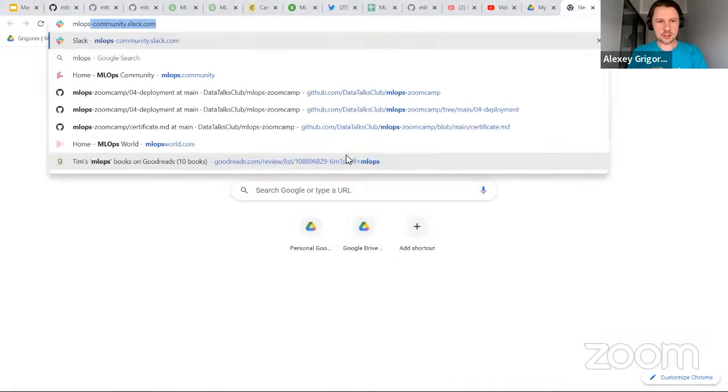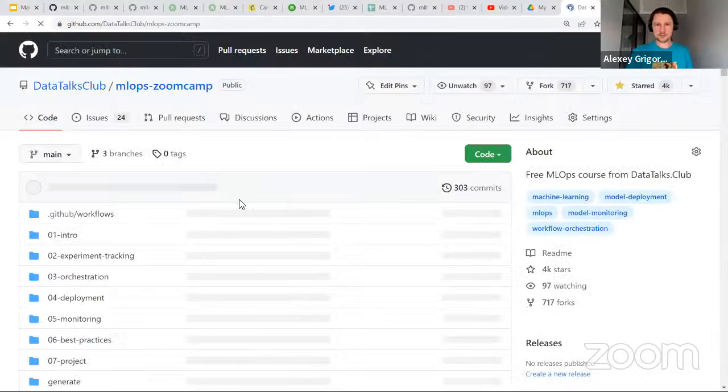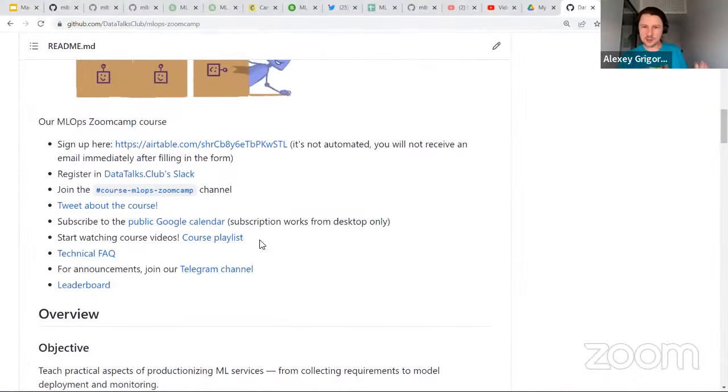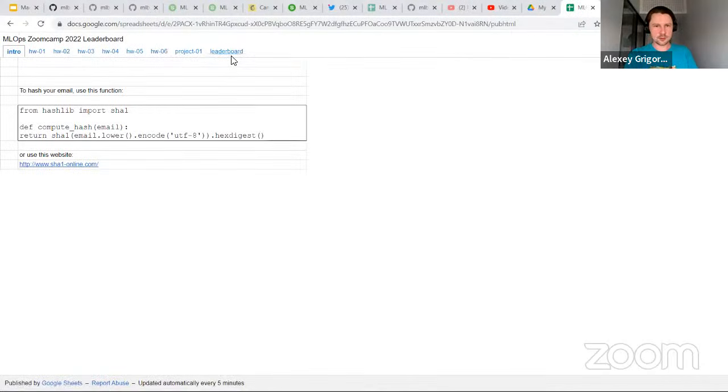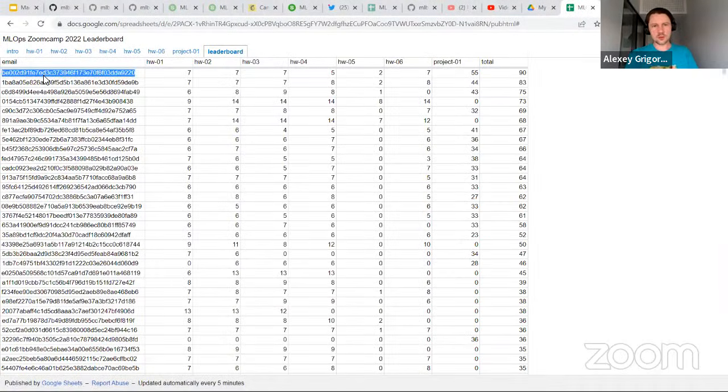Maybe I will show you a leaderboard from another course. So this is how it looks. For this one, we don't have a leaderboard yet, but this is the leaderboard. We don't put your emails in plain text. It's a hash, a SHA-1 hash. And then you see that this student did 7 points for all the homeworks, 5 here, 7 here, and then for project number 1, they got 55 points. And then in total, it's 90.